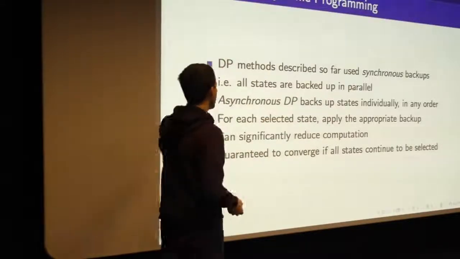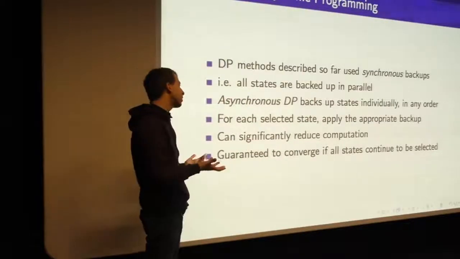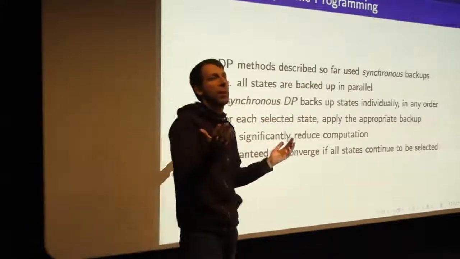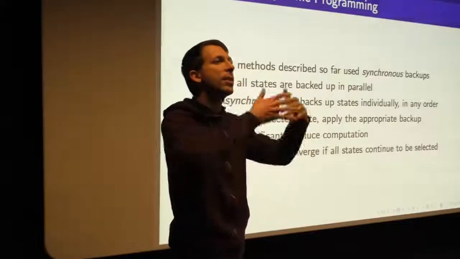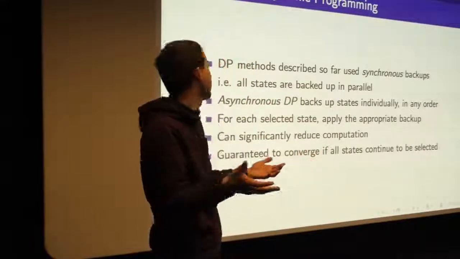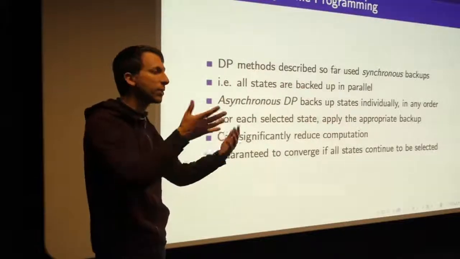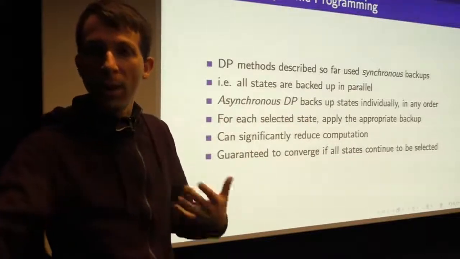So the main idea is to reduce computation. That's why we're doing this. And a nice result tells us that as long as you continue to select all states, it doesn't matter which order you select them in, as long as you continue to select everything at least sometimes, then your algorithm will still converge to the optimal value function. So this all still works. Value iteration, for example, still works.